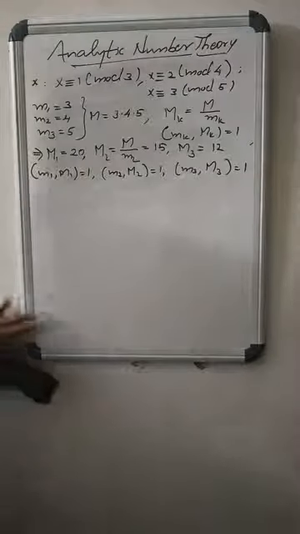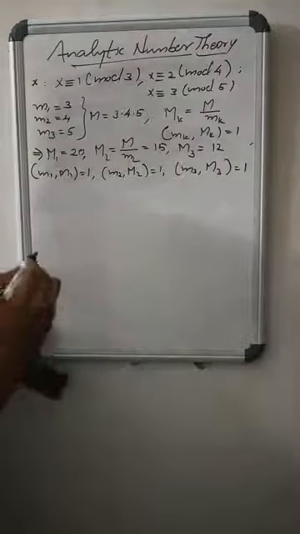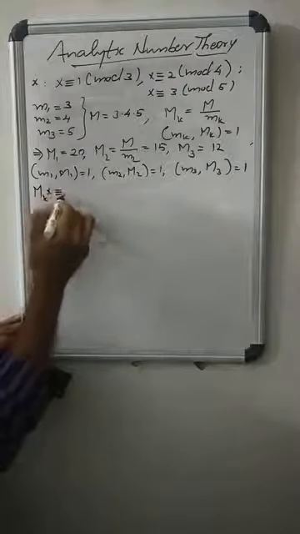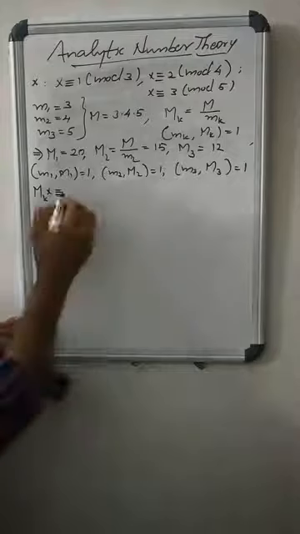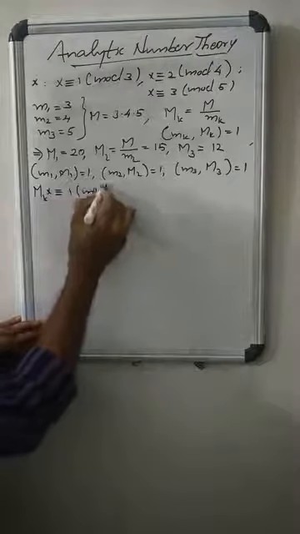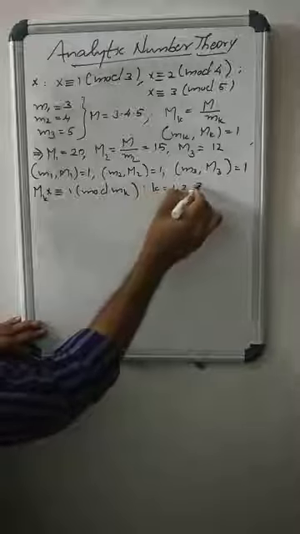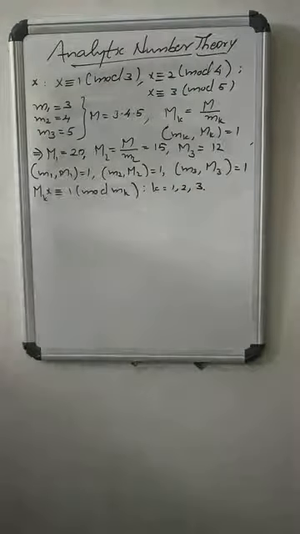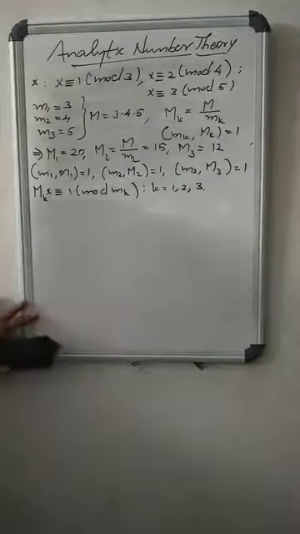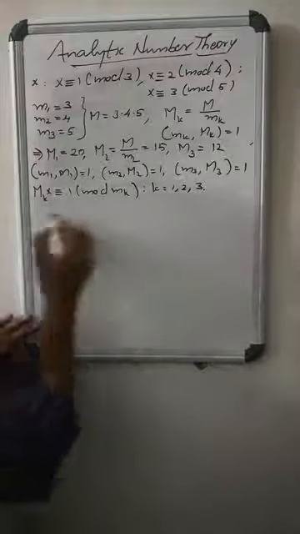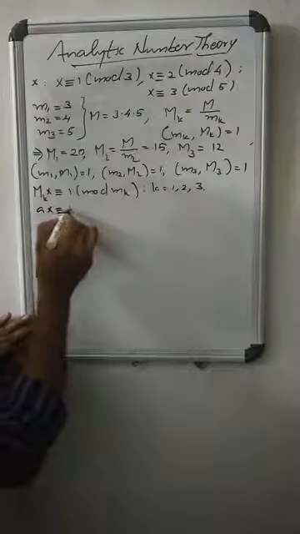Now we solve the relation M_k x ≡ 1 mod m_k, where k equals 1, 2 and 3. But we have the solution of ax ≡ b mod m. What is the solution of ax ≡ b mod m?